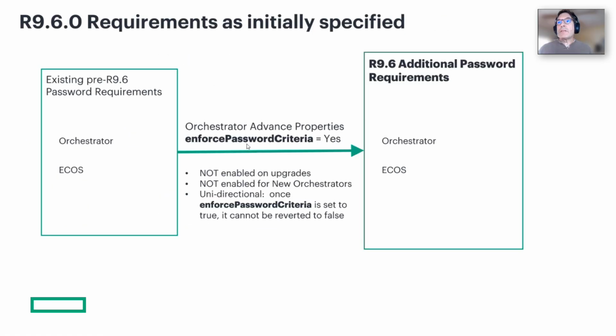We have this Orchestrator advanced property called enforce pass criteria. It is going to default to no. So in 9.6, all these extra requirements won't take effect unless you set this thing to yes. Not enabled in upgrades. It's not enabled for new orchestrators. It is unidirectional. So once you set it to true, it cannot be reverted back to false.